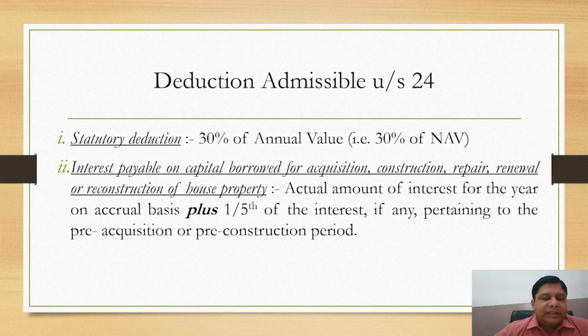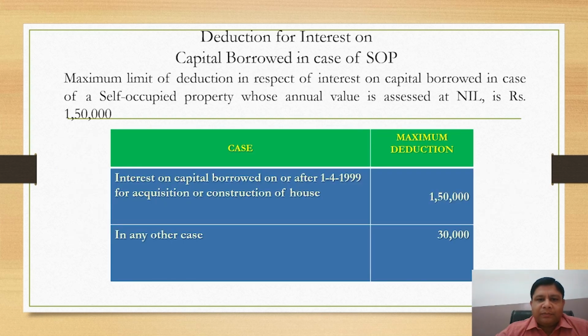Now, what are the deductions available? Deductions available under section 24 are statutory deduction and interest payable on capital borrowed for acquisition, construction, repair, renewal or reconstruction of house property. So these deductions are permissible while calculating income from house property. Statutory deduction means compulsory deduction. Second point, interest payable, is only deducted if any interest is payable or not. Deduction for interest on capital borrowed in case of self-occupied property.